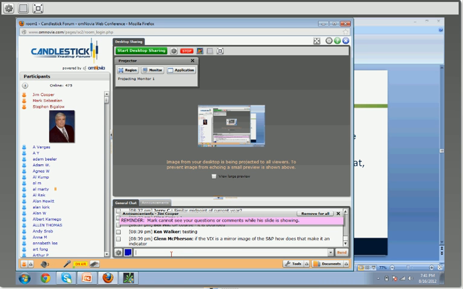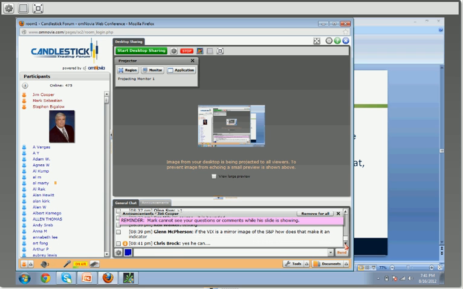And someone's asking, if the VIX is a mirror image of the S&P, how does it make it an indicator? It's a mirror image that kind of leads a little bit. Let's just say the S&Ps will shadow the VIX more than mirror the VIX.